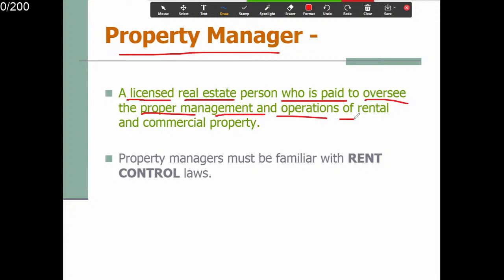Okay, property manager is a licensed real estate person who is paid to oversee the proper management and operation of a rental and commercial property. Property manager must be familiar with rent control laws, okay? So they don't overcharge, right? So make sure the houses that you're renting out are not under rent control. If they are, then you have to go with the rent control laws.